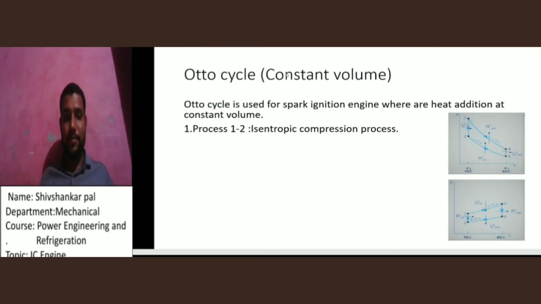Otto cycle. The Otto cycle is basically a constant volume cycle. It is used for spark ignition engines, where the heat addition is at constant volume. Heat addition and heat rejection are both at constant volume, and the expansion and compression processes are the same as before. You can see this in the PV diagram.